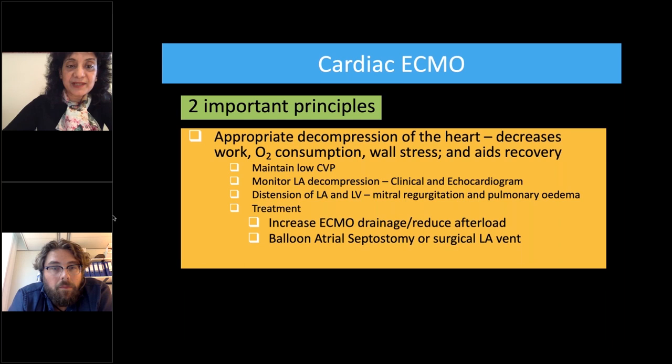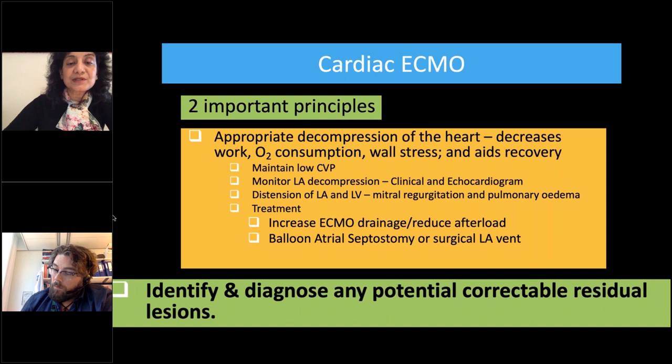If the left atrium and the left ventricle get distended, there is mitral regurgitation, and then that leads to pulmonary edema. Pulmonary edema is not a good sign because the lungs then get affected, and then you have to give time for the lungs to get better. So there are interventions that can be done, and that is balloon atrial septostomy or a surgical left atrial vent. And we'll talk about this shortly.